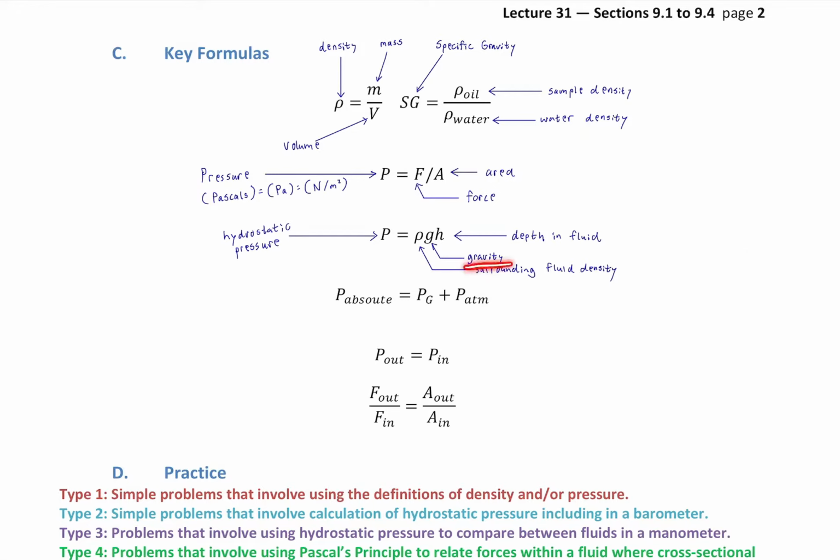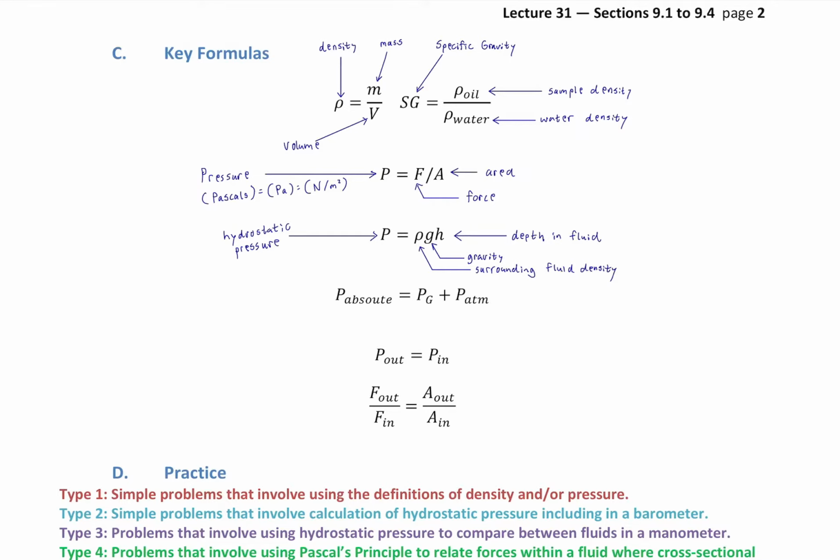It's dependent on the gravity, so if you are on a planet with more gravity, then going down into water would have a bigger effect. Your hydrostatic pressure would grow more quickly. But on Earth, of course, gravity is just 9.8 meters per second squared. And then the only other term that shows up here is the depth. So that tells us that it doesn't matter the size of the body of fluid that you're submerging an object in, it only depends on the depth.